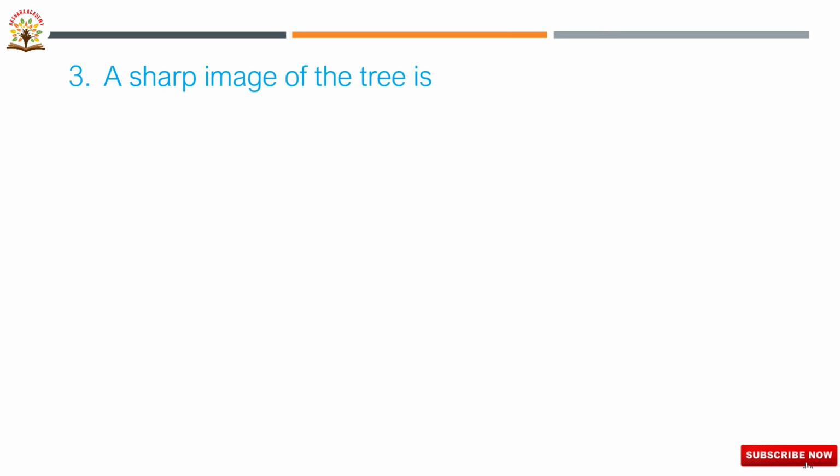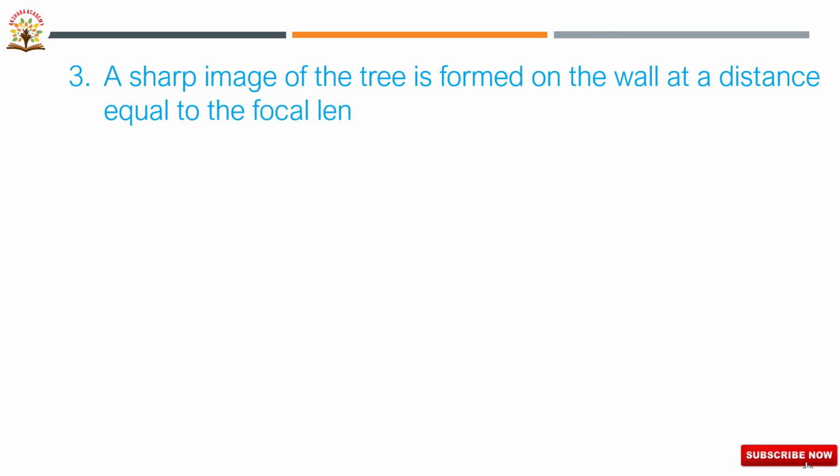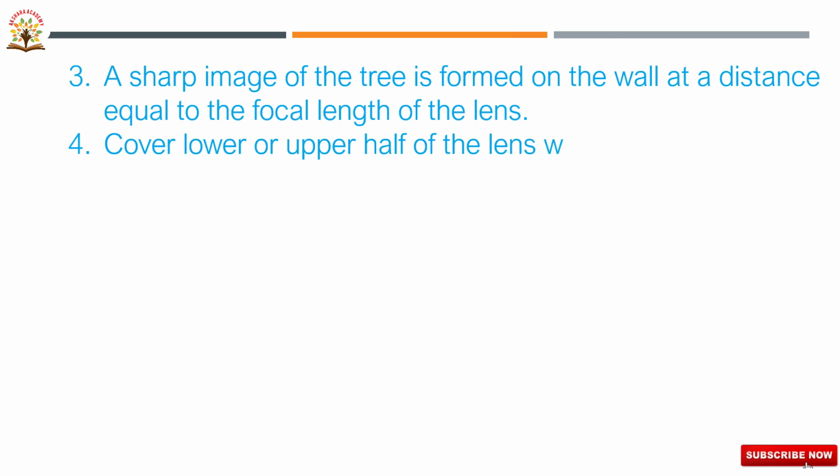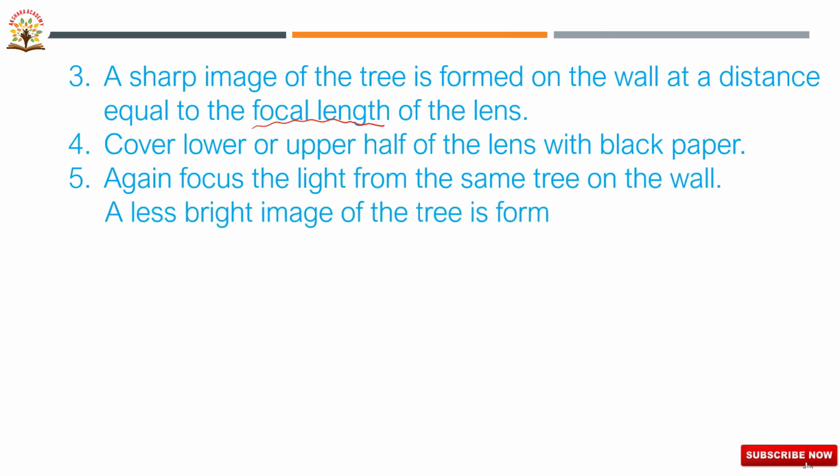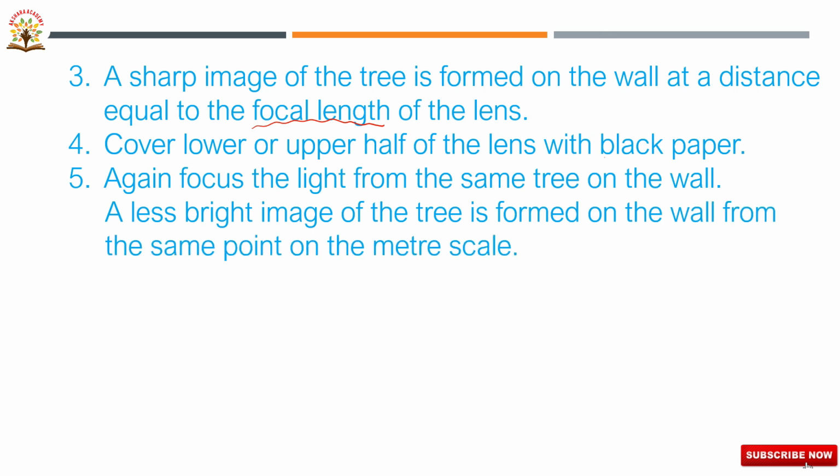A sharp image of the tree is formed on the wall at a distance equal to the focal length of the lens. When we are adjusting the lens, then we can see the image of the tree on the wall at a distance equal to the focal length of the lens. Cover the lower or upper half of the lens with black paper. Now we are covering either the upper half or lower half of the lens with the black paper.